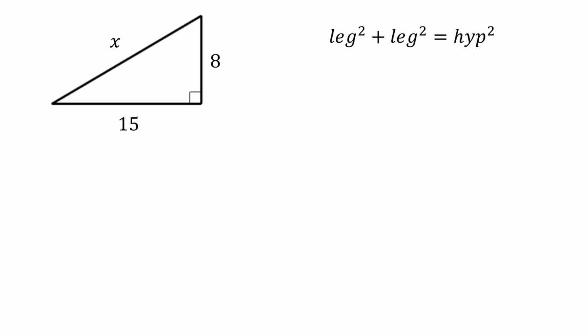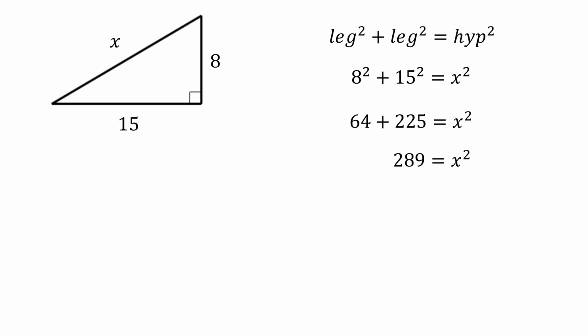Let's look at this example. If I plug in the 8 and the 15 for the legs, do the math, add up the numbers, I now know that some number squared is 289. So wouldn't that number have to be radical 289? And it does. And you can check on the calculator, radical 289 is actually 17. So we now found the missing side here.